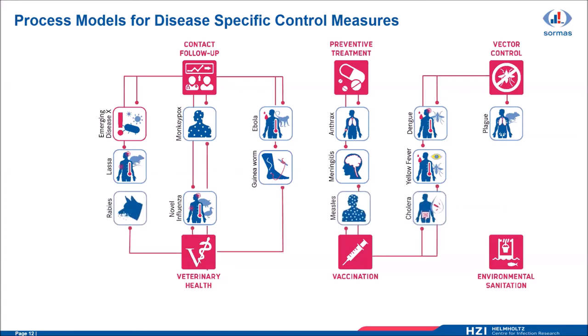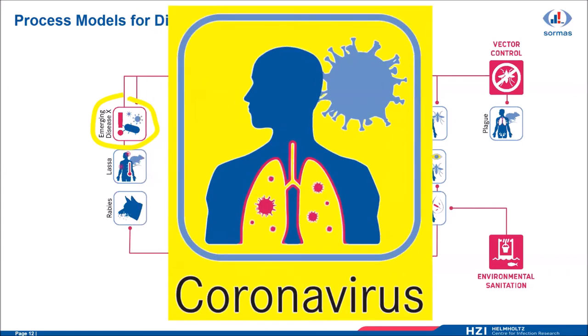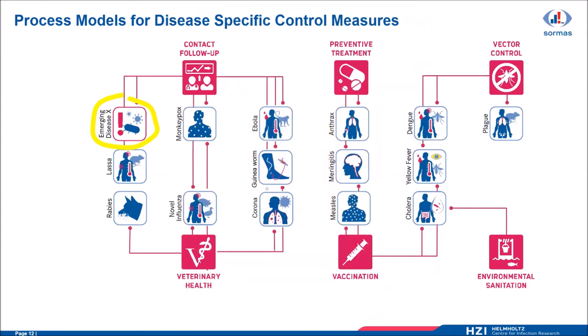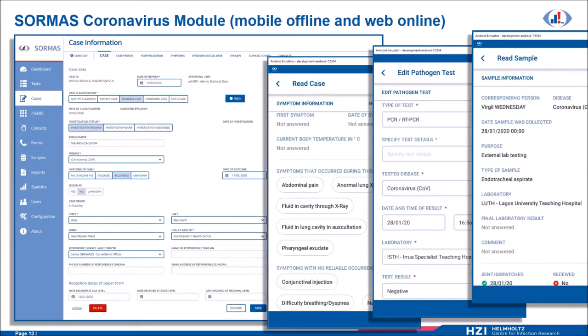If you look at the left-hand side, you see emerging disease X, as I said before, is a new function in SORMAS. I mean, it's been there for a while. And we used that to create a new module for monkeypox when we had the outbreak in 2017. And it was used also to create a module for coronavirus in a matter of days, even before the WHO had declared COVID-19 a public health emergency. So the ability of SORMAS to quickly integrate new diseases on new platforms in a matter of days is what gives it its uniqueness. This is an example of how the system looks.